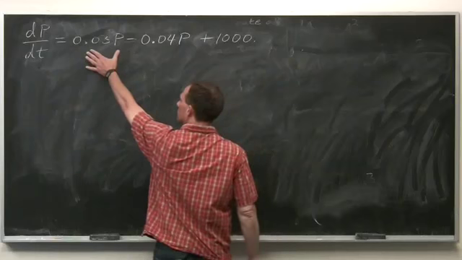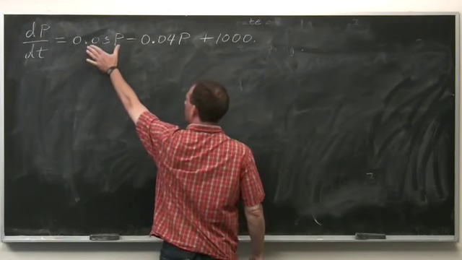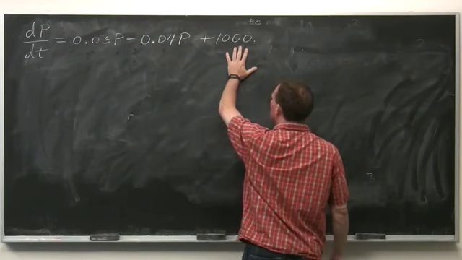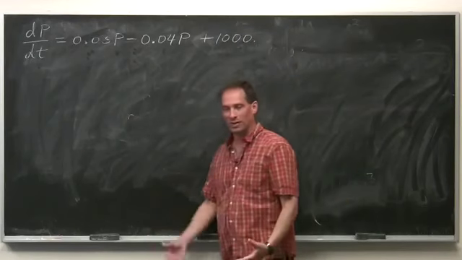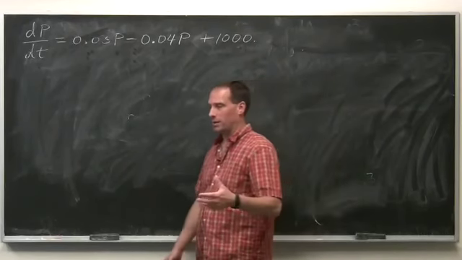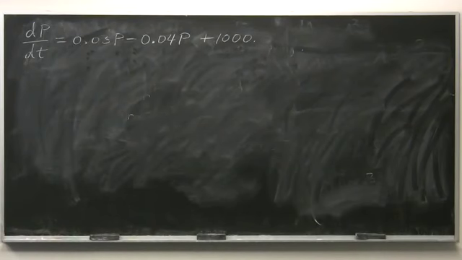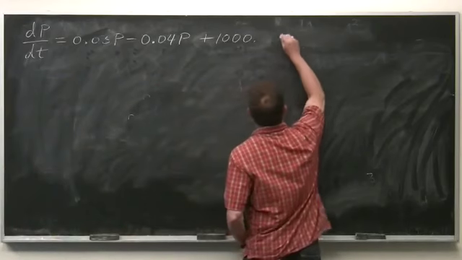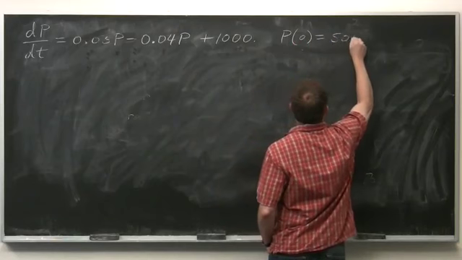And then this is the people per year who were born, people per year who died, and then net people per year who have moved into the city. Maybe 4,000 left and 3,000 came in. Okay. Our initial condition, P at 0, is 500,000.